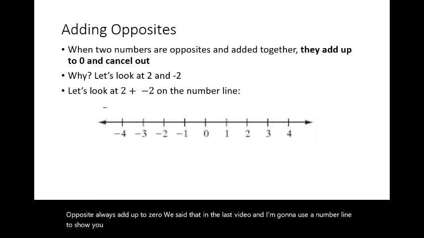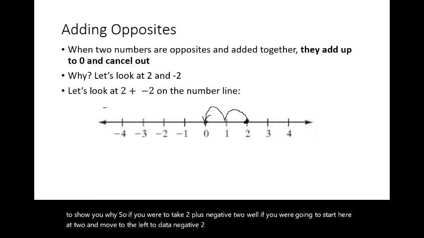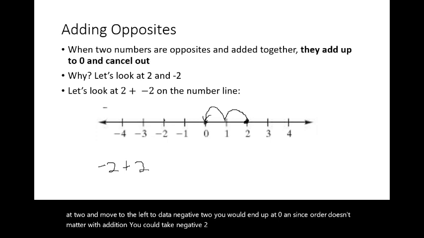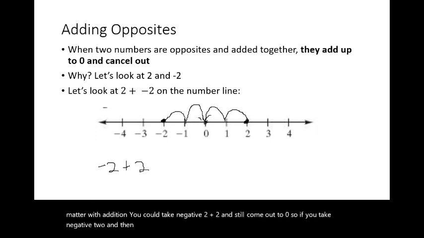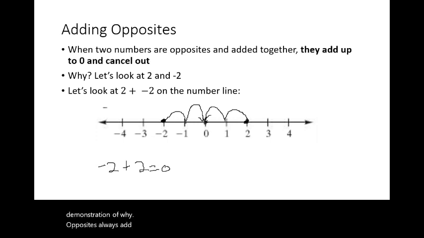So if you were to take 2 plus -2, well, if you were going to start here at 2 and move to the left 2 to add a negative 2, you would end up at 0. And since order doesn't matter with addition, you could take negative 2 plus 2 and still come out to 0. So if you take negative 2 and then add 2, meaning move 2 to the right, you end up at 0. So that is just a visual demonstration of why opposites always add up to 0.